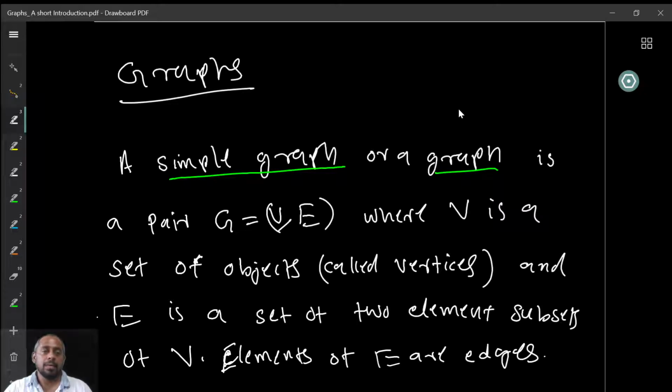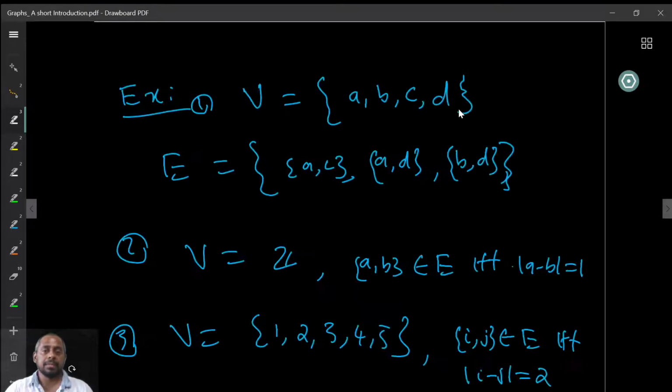Now, let us look at some examples. So here are three examples. Let us say that V is the set {A, B, C, D}, and E is the set of two element subsets {AC, AD, BD}. Okay, so this defines a graph.